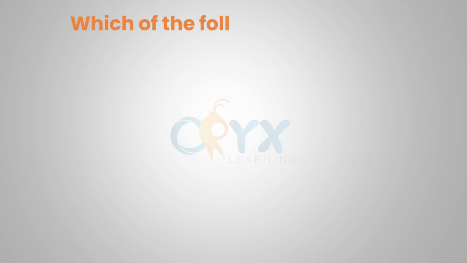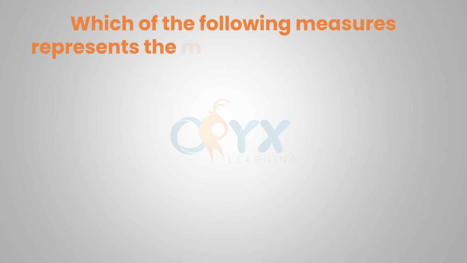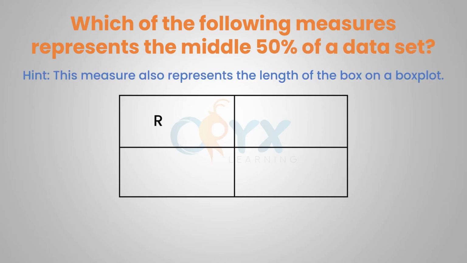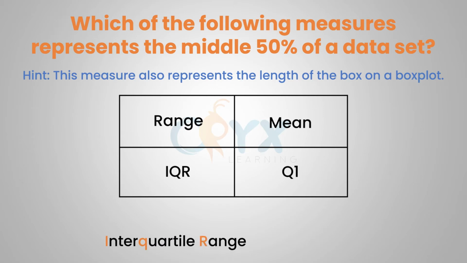Which of the following measures represents the middle 50% of a dataset? As we just saw in that last slide, it represents the length of the box on the box plot, which is the interquartile range. The IQR represents the middle 50% of the dataset.